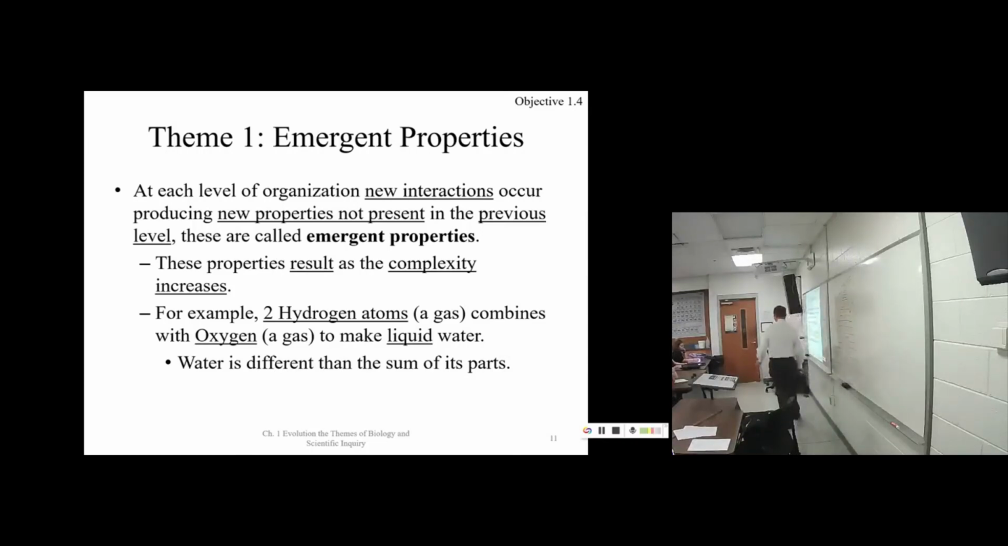When you think about it, if I take elemental sodium, it's a metal that literally catches on fire in water and will explode. And chlorine is a gas that if you breathe it in will kill you. Put them together and you get table salt. Now, table salt is not a metal and it's not a gas. It's a crystal. Completely different than the things that make it up. It is different than the sum of its parts. That's an emergent property. Emergent properties are, when I put two smaller things together, the resulting interactions that come out of that give it completely new properties that weren't there in the smaller things.